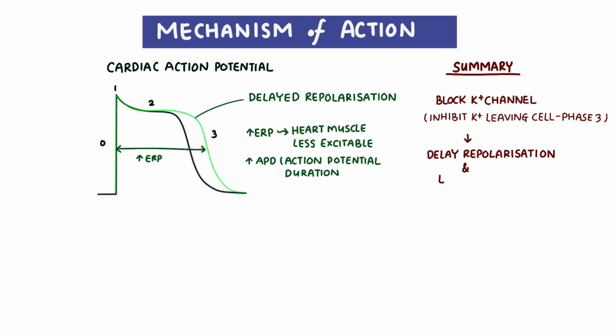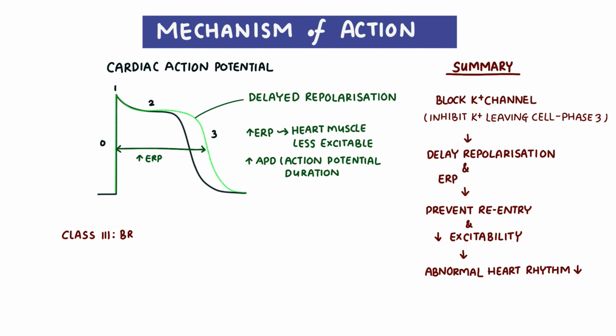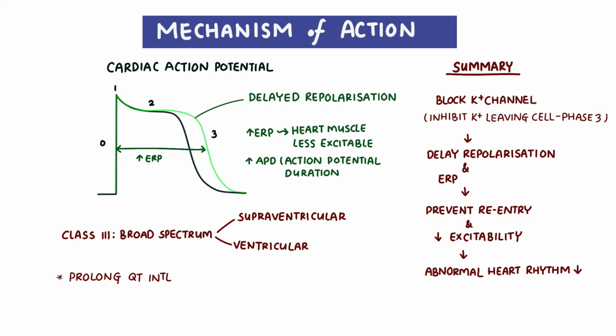In summary, it blocks potassium channels from leaving the cell in phase 3, which leads to delayed repolarization and lengthened ERP. This would prevent re-entrant arrhythmias, where an electrical impulse gets stuck in a loop. This helps to reduce excitability of the cells and reduce abnormal heart rhythm. This makes them effective in treating a broad spectrum of arrhythmias such as supraventricular and ventricular tachyarrhythmias. But remember that they all cause QT prolongation, which can lead to life-threatening torsades de pointes.